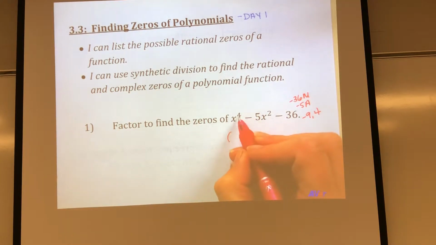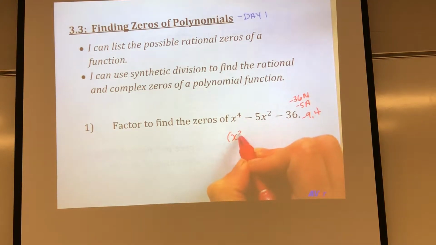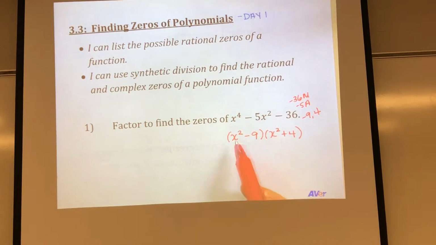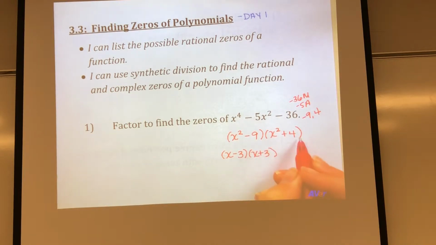So instead of writing just an x, we're going to write x squared minus 9 and x squared plus 4. So if we were to multiply this back out again, x squared times x squared would give us this x to the 4th. All right, now this x squared minus 9 is a difference of squares, so we can factor it again. The x squared plus 4 is a sum of squares, so we're not allowed to factor that one again.